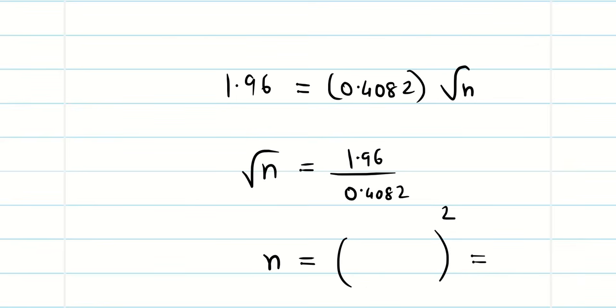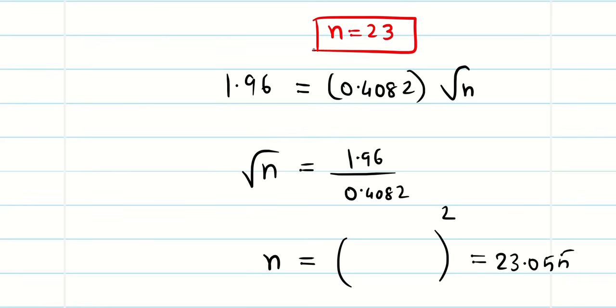just use the calculator quickly and finish the problem. It is going to be 23.055 approximately. N cannot be a decimal, so I will round off n to 23. So this is what we have to find. Therefore the sample size should be at least 23 for the given problem. So we conclude the problem here. In the next session we'll see more problems. Thank you.